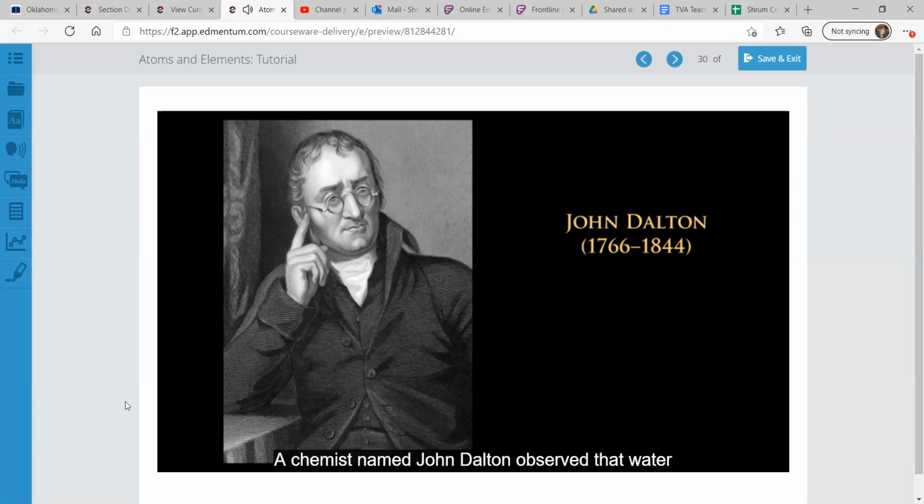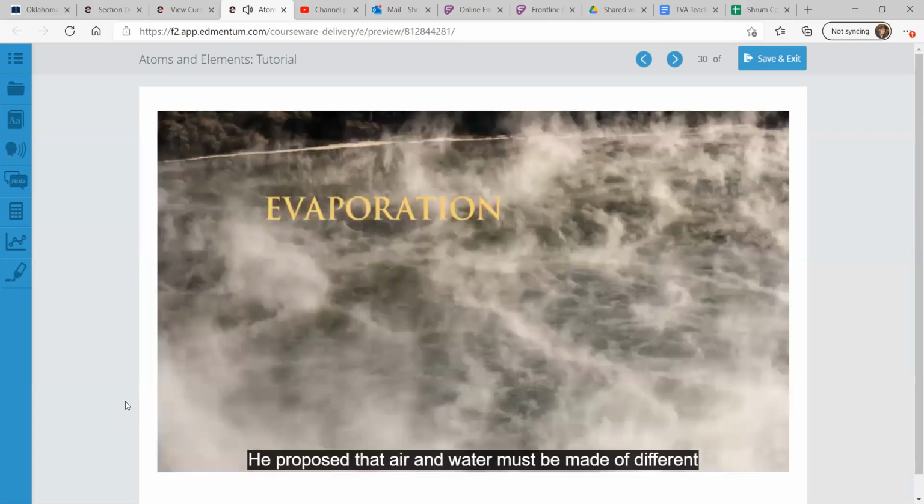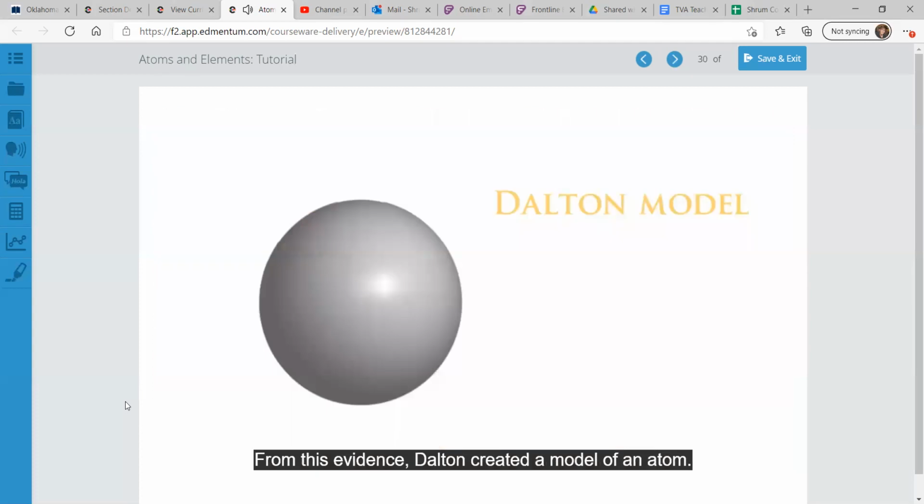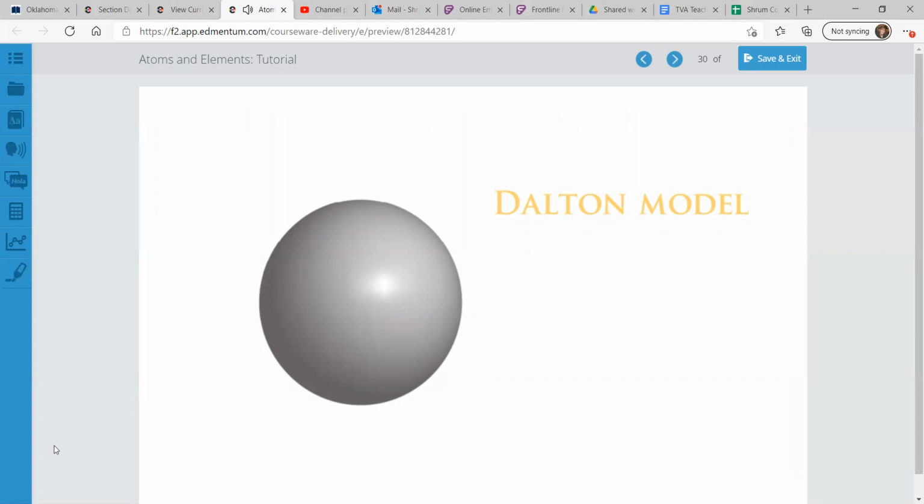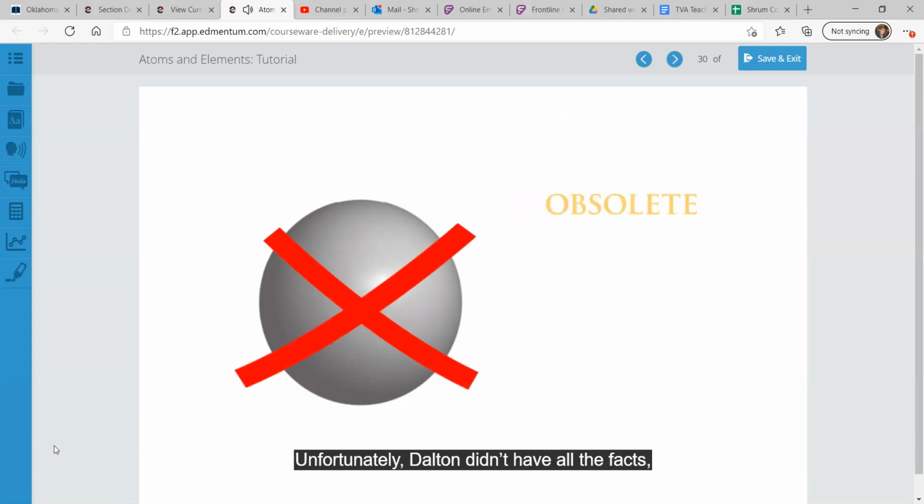A chemist named John Dalton observed that water could evaporate and become a part of air. He proposed that air and water must be made of different particles for them both to occupy the same space. From this evidence, Dalton created a model of an atom. He supposed that an atom was one solid particle made up of all the same material. Unfortunately, Dalton didn't have all the facts, so his model became obsolete.